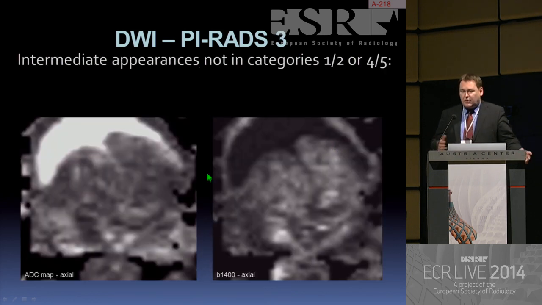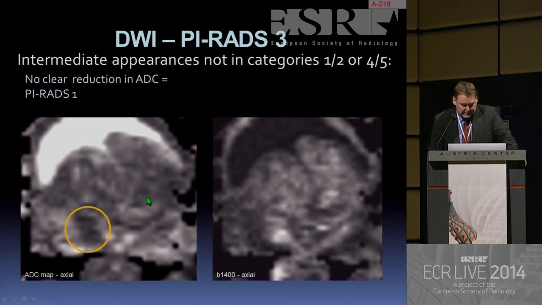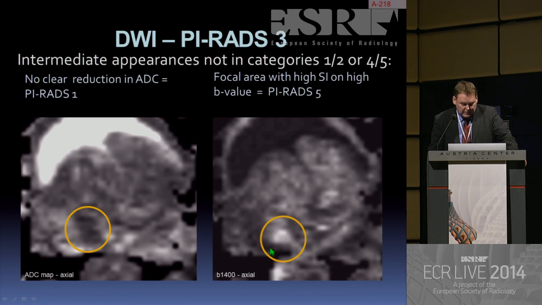Of course, analogous to all other category 3, PI-RADS 3, also by DWI, is an intermediate appearance between the categories 1 or 2 or 4 or 5. For example, this lesion, very often found in the basal part of the prostate, in the transition to the seminal vesicles. The ADC is not that low. We are seeing some enhancing lesion in the B value, the original DWI images, but it's not really consistent, so that's why it's PI-RADS 3.